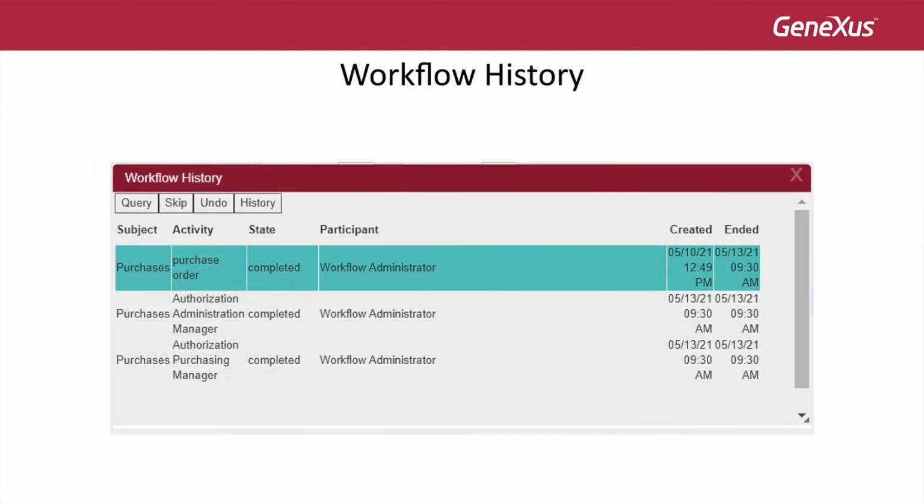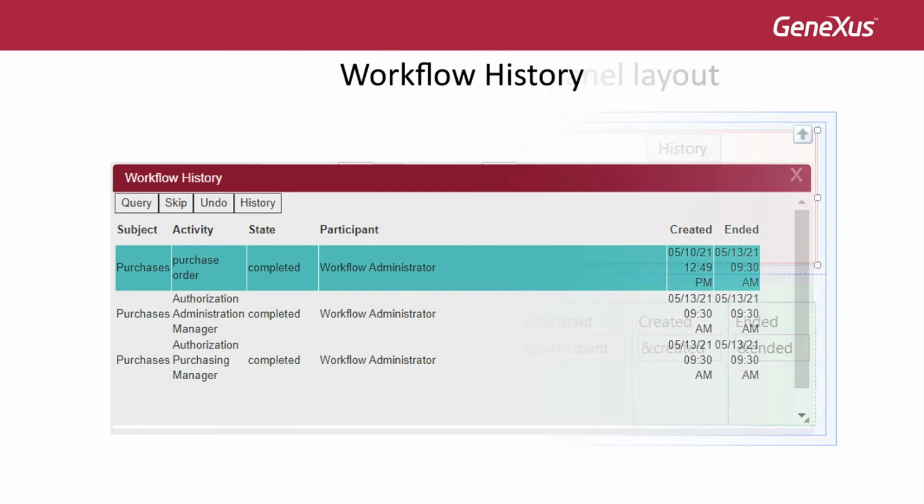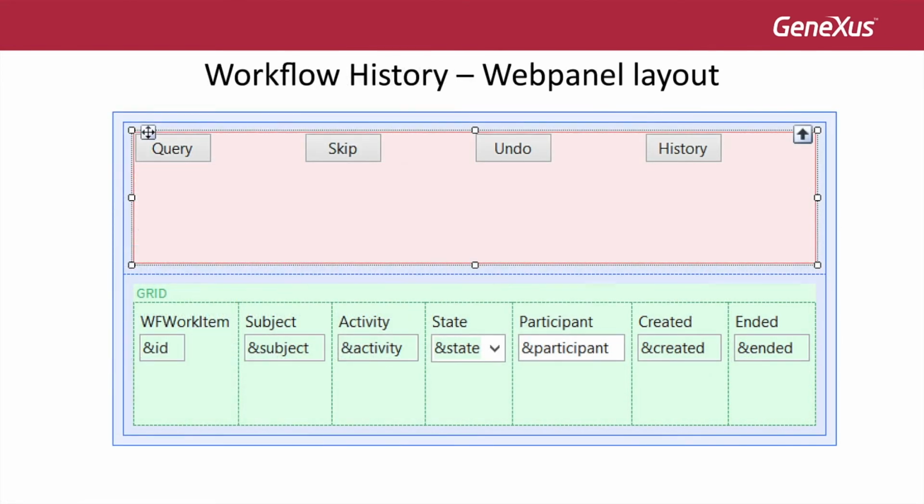If we see this panel in execution, we're going to see a list of all the work items that have been executed of this process instance, which shows the subject, the activity, the state, the participant, when it was created, when it was ended, and a list of actions that can be executed for these work items. If we see the Webpanel layout, it has a grid with all the elements that we have seen and a table with all the actions.